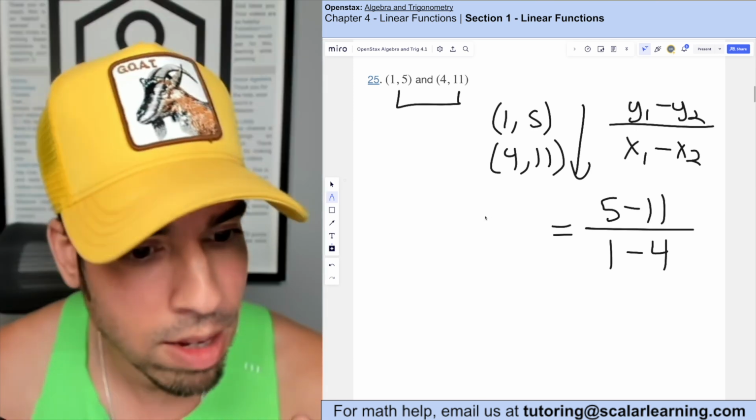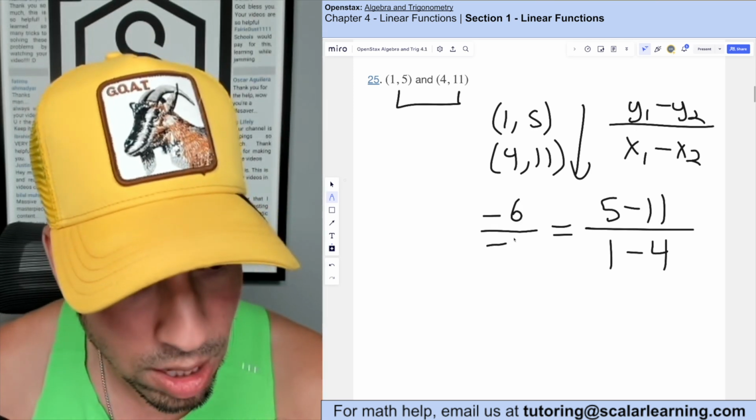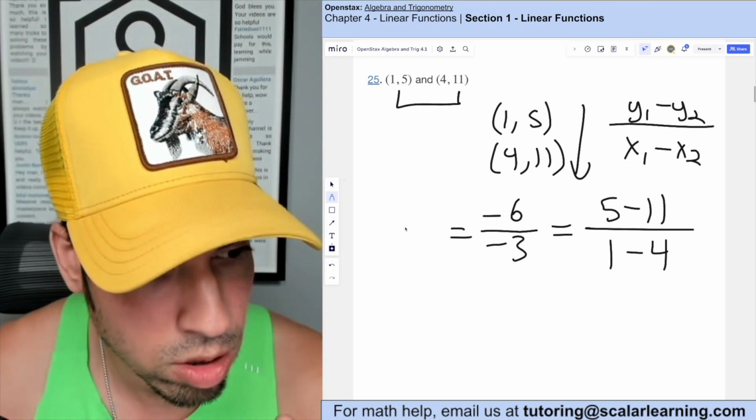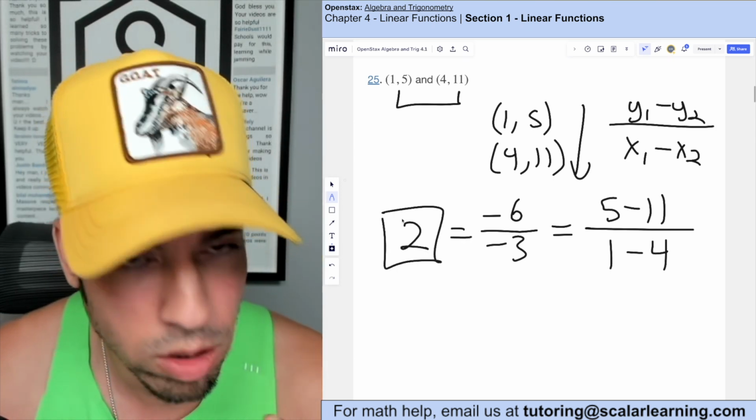So 5 minus 11 is negative 6. 1 minus 4 is negative 3. Negative 6 over negative 3 simplifies to a slope of 2. 2 is the winner. Done.